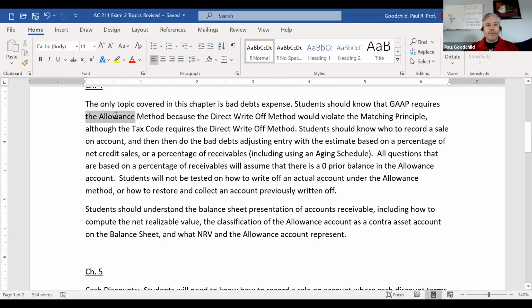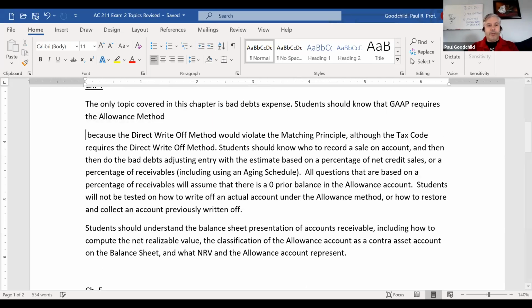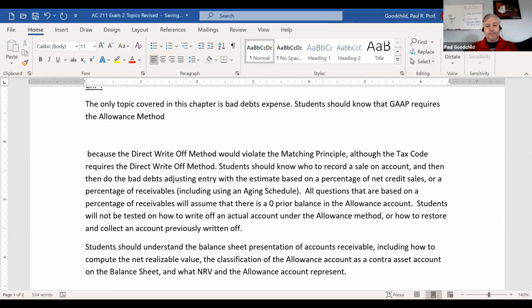And GAAP requires the allowance method. So essentially when you're doing this, you're putting the bad debts expense in, but you're also creating an allowance for doubtful accounts. So the entry for the allowance.